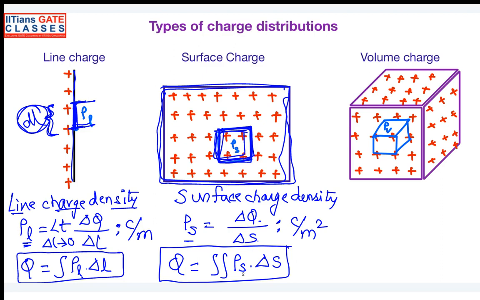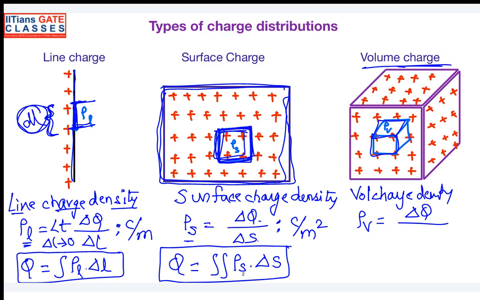So similarly, what about the volume charge? The volume charge density rho v is the amount of charge delta Q present in a differential volume. You consider I have taken a small volume here. So delta Q divided by delta V represents the volume charge density. And the units will be in the order of coulomb per meter cube.